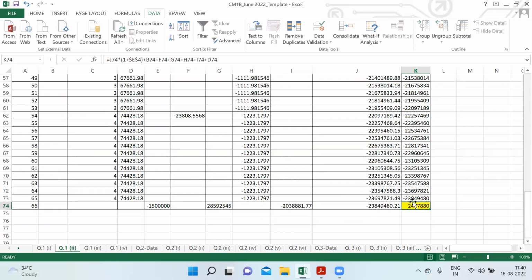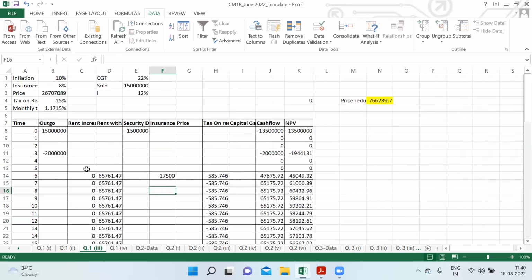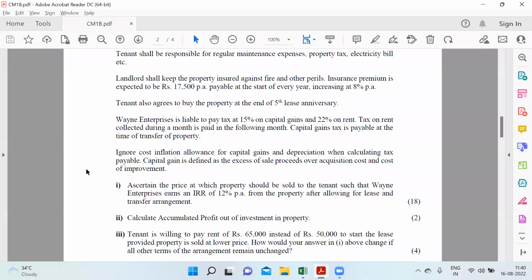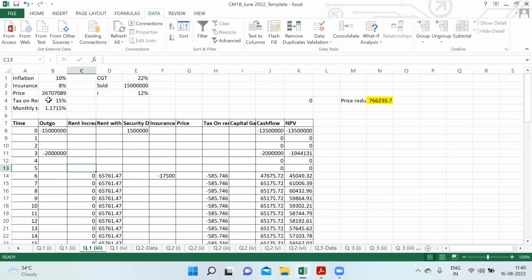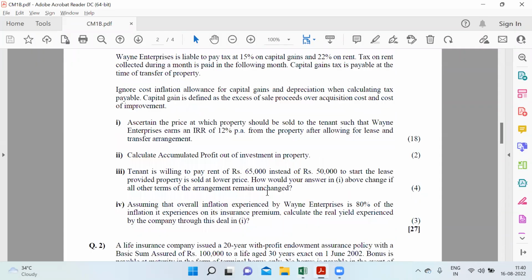That is, 2,47,000 is the profit. Then the next part says that the tenant is willing to pay 65,000 instead of 50,000. So from 65,000, again, this becomes 22% and this is 15%. Tenant pays the value. Now the tenant is ready to pay 65,000 and so now they've asked what will be the price, so how the answer changes.